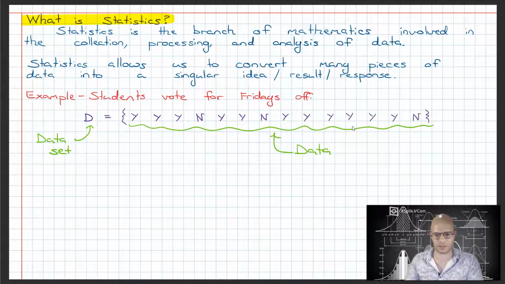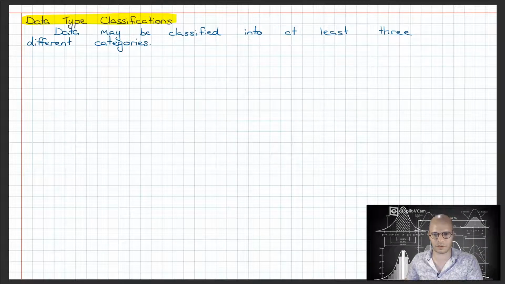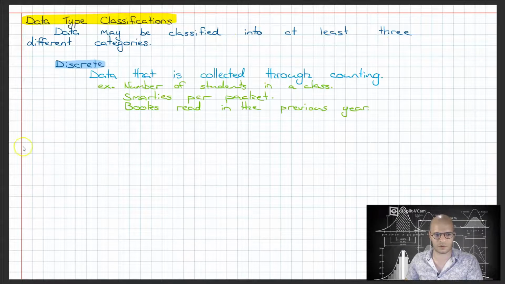Now, what we want to do here is, how do we classify data? Or, how do we know how to analyze this data? The way in which we look at this is we look at something called a data classification. Depending on the data we deal with, will determine how we process it. Now, data may be classified into at least 3 different categories. The first category that we're going to look at is called discrete data.